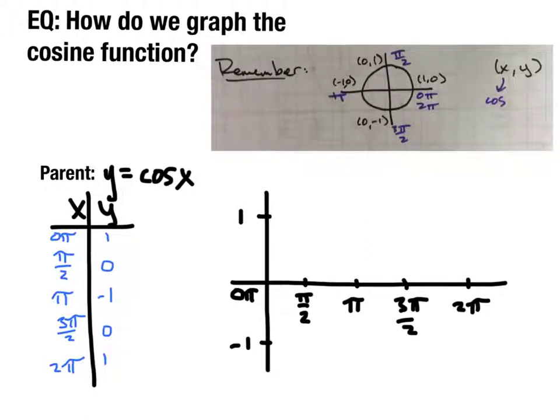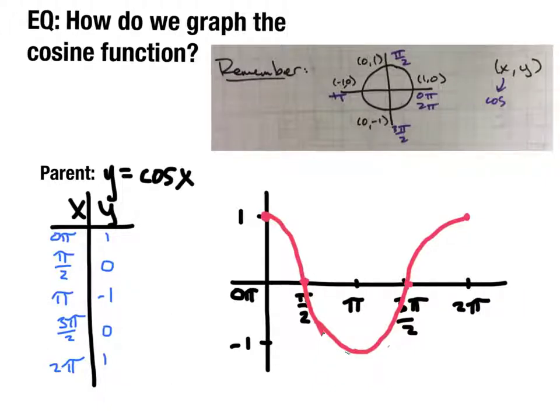Now if I'm going to graph each of these points, at 0 pi I'm up here at 1, at pi over 2 we're at 0, at pi we're at negative 1, then 0, and 1. And whenever I connect these with this curve, kind of doing this bowl shape, that's the parent cosine function.